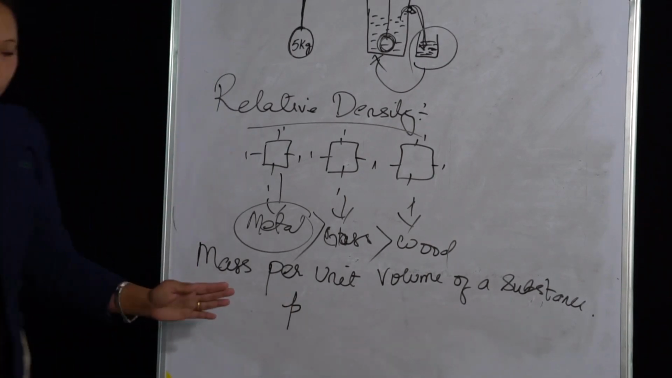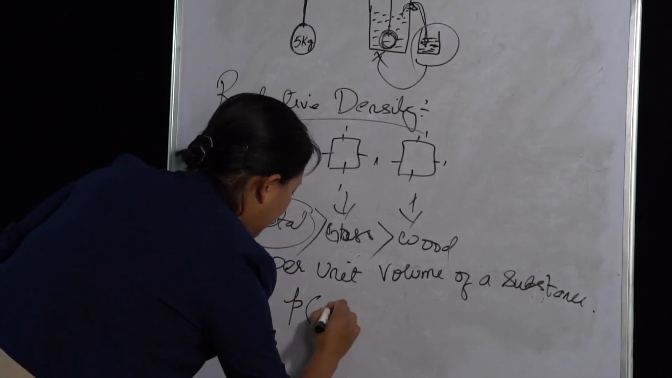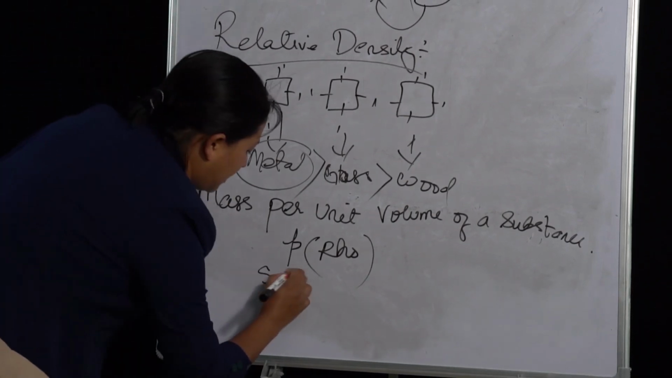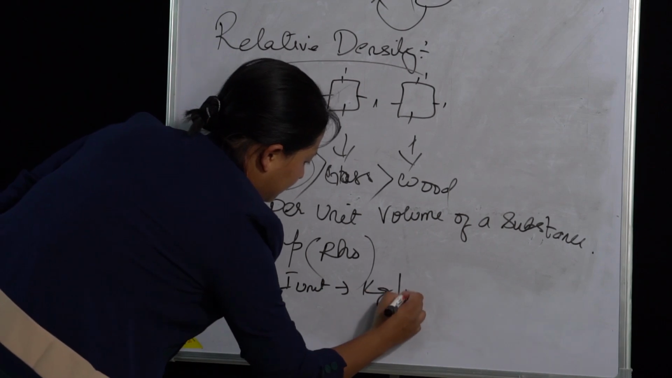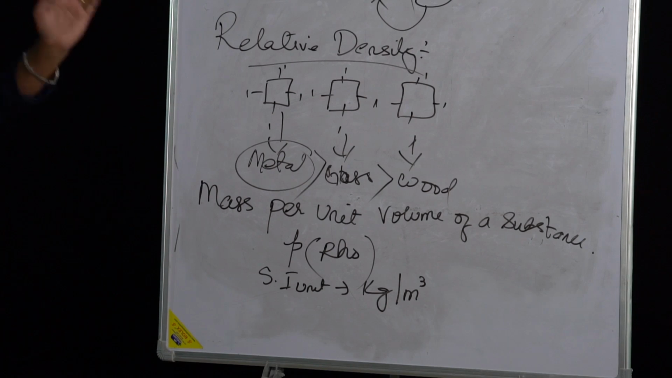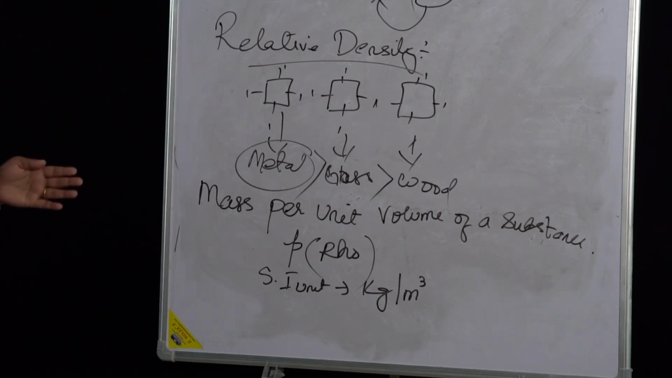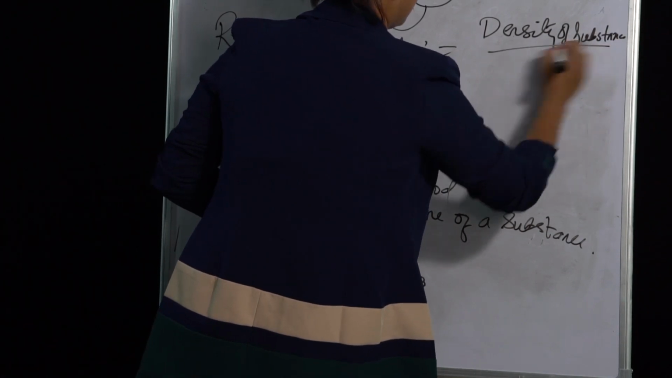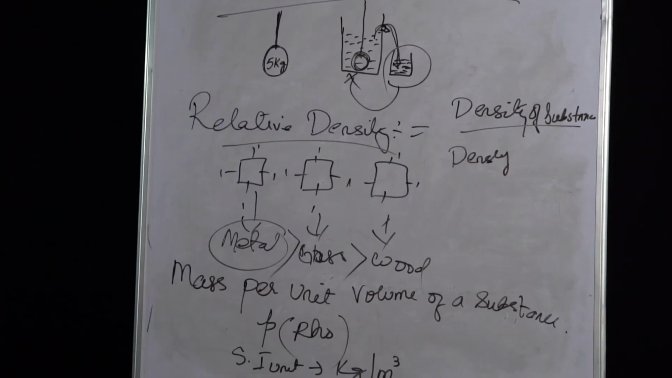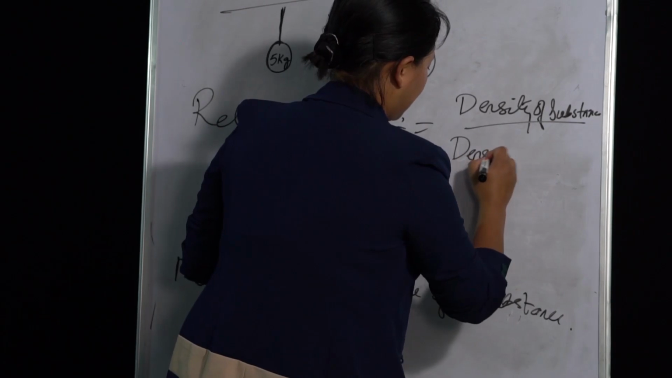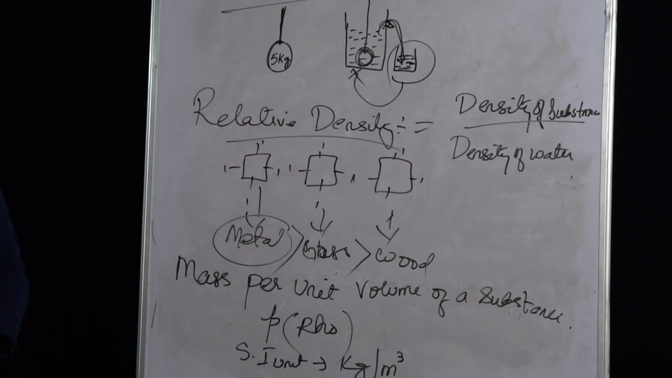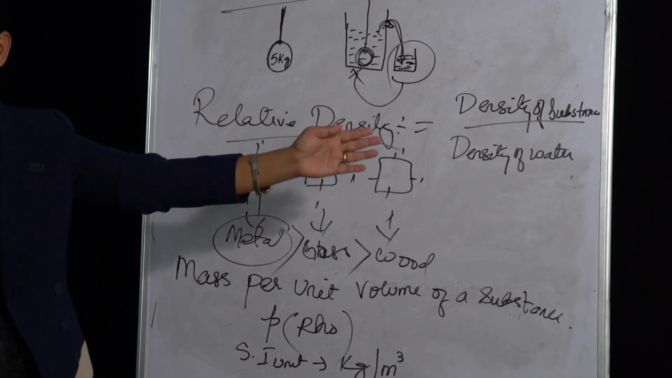rho. Written, we write it like this, but it is nothing but rho. The SI unit of this density is kg per meter cubed, and the relative density is nothing but the ratio of the density of a substance to the density of water at 4 degrees Celsius. So this is the formula of relative density.